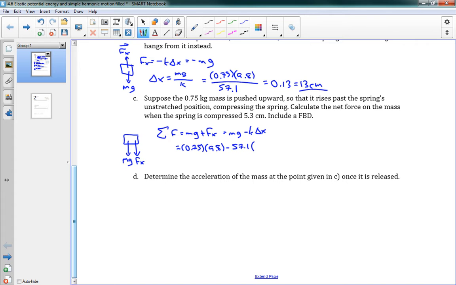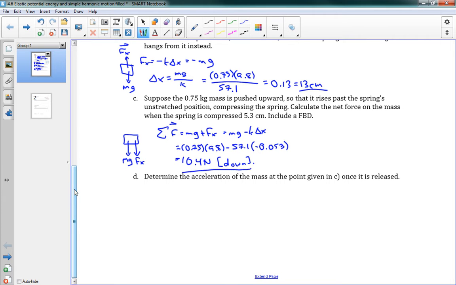And delta x, now before we were saying delta x downwards was positive, so if we're going up now, we've got to say it's a negative 5.3 centimeters. And really I should convert that 5.3 into meters. Negative 0.053 meters. Good. Okay, and we get this net force here. It should be equal to 10.4 newtons. And if I call this a vector, we can say that this is pointing downwards. Good.